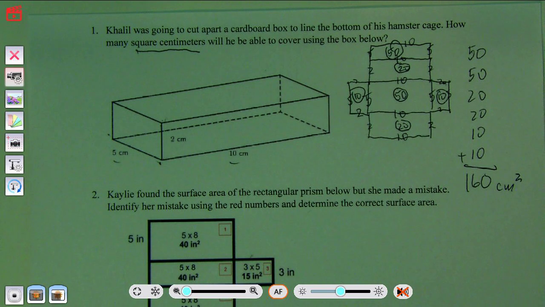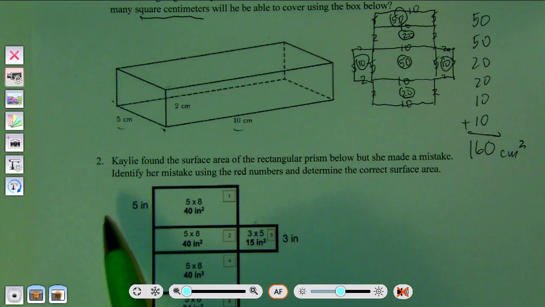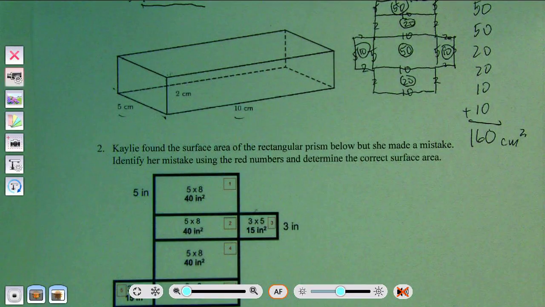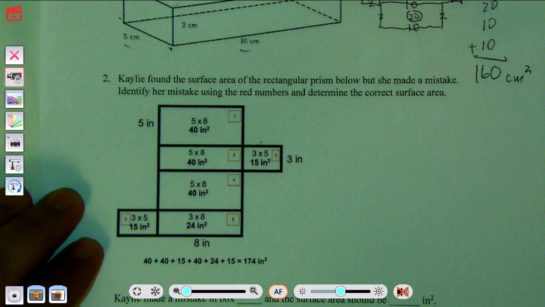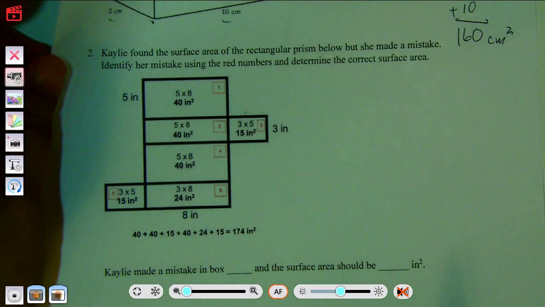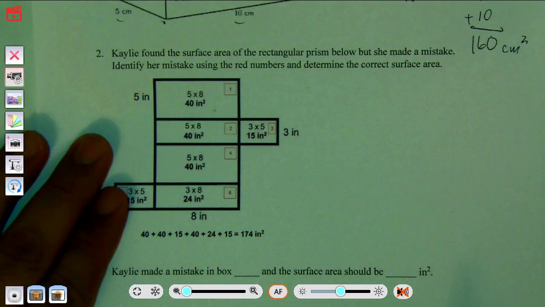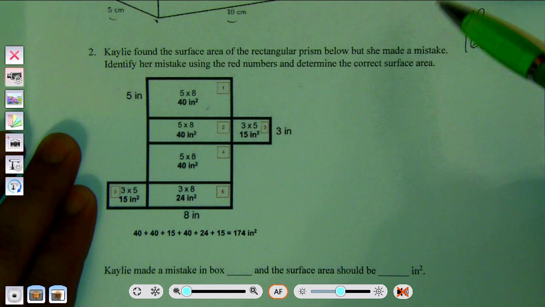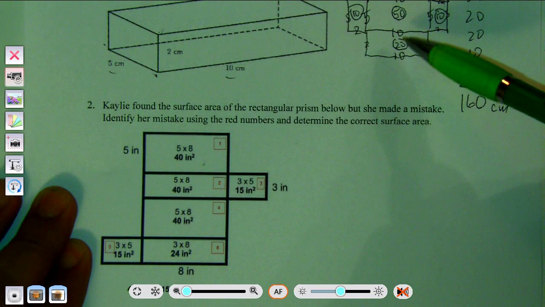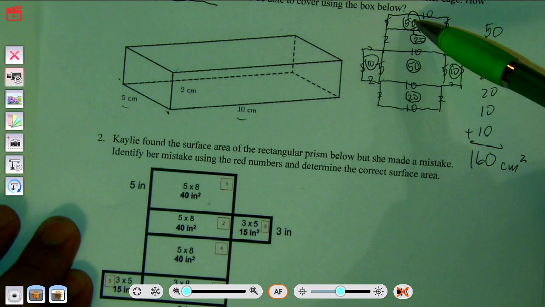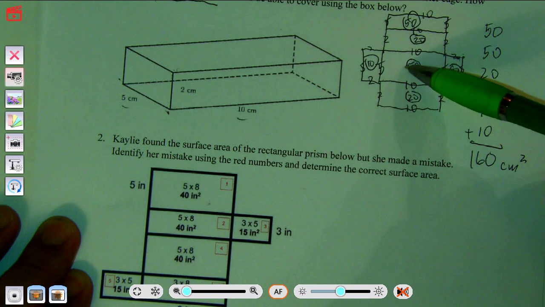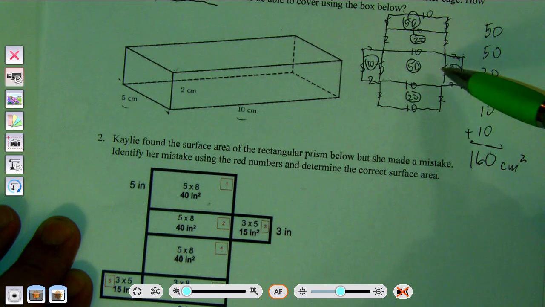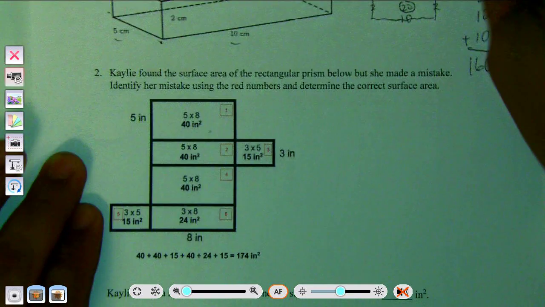Number 2 is an error analysis question. We have Kylie found the surface area of the rectangular prism below, but she seemed to have made a mistake. We're going to identify her mistake and then make the correction for what the surface area should be. I'm going to use the same kind of process that we used up in number 1 with this net. To remind you, this had two 50s, two 20s, and two 10s. That should go on with this box because it's a rectangular prism.